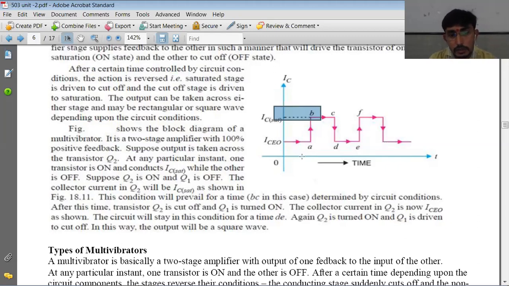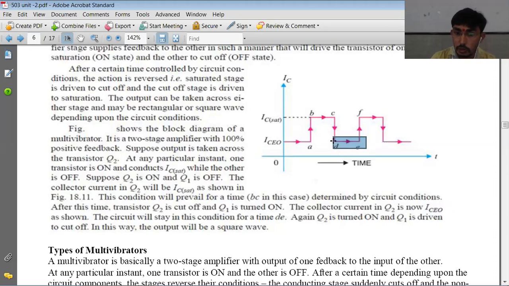After a certain time interval, the transistor which is at saturation, that is Q2, is driven to cutoff, and it's time to turn on Q1. Now the output current of the transistor that was in saturation becomes cutoff, or it will become a leakage current, that is ICO. Then the circuit will remain in this condition, that is Q2 is in cutoff and Q1 is in saturation.